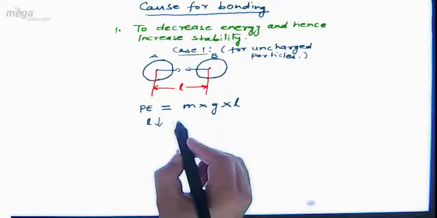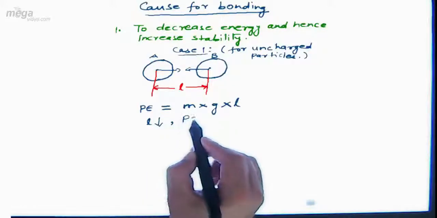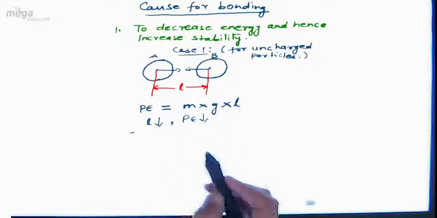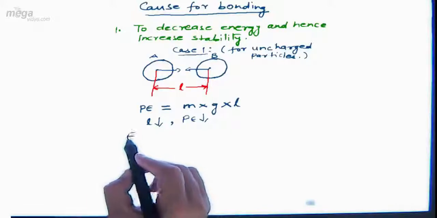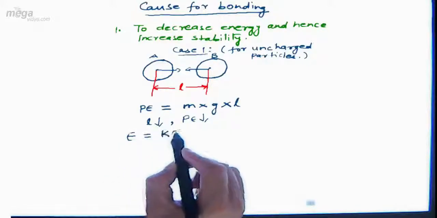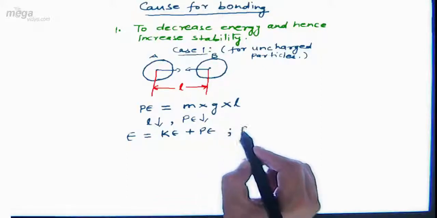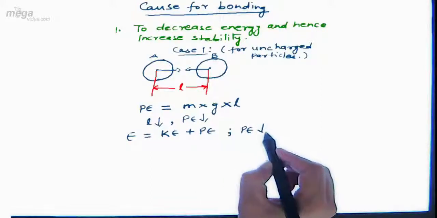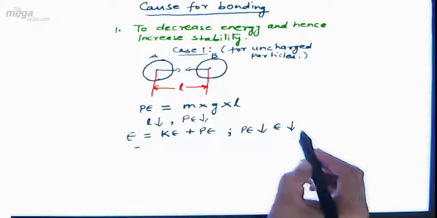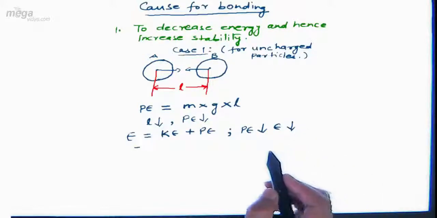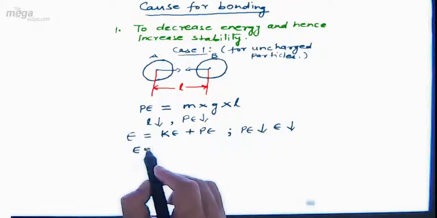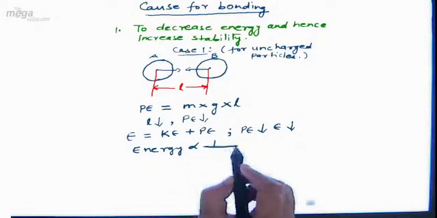Now if L will decrease, that means potential energy will also decrease. Now we know that the total energy is given by the formula kinetic energy plus potential energy. So we can say that if the potential energy of the system decreases, that will decrease the energy. Now energy is inversely proportional to stability.